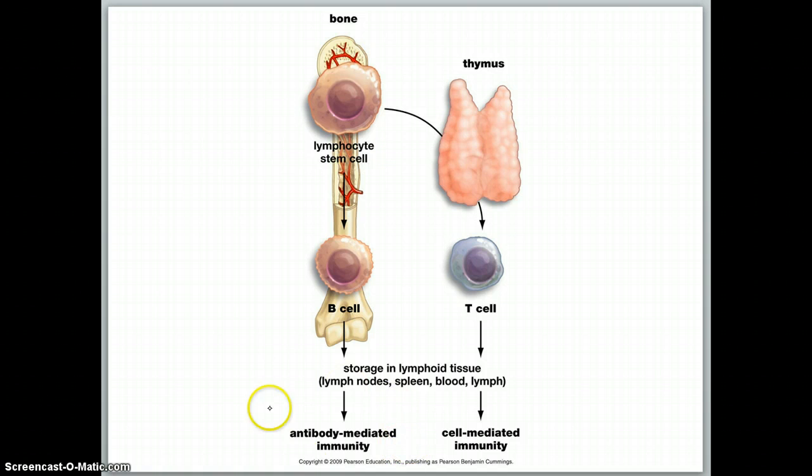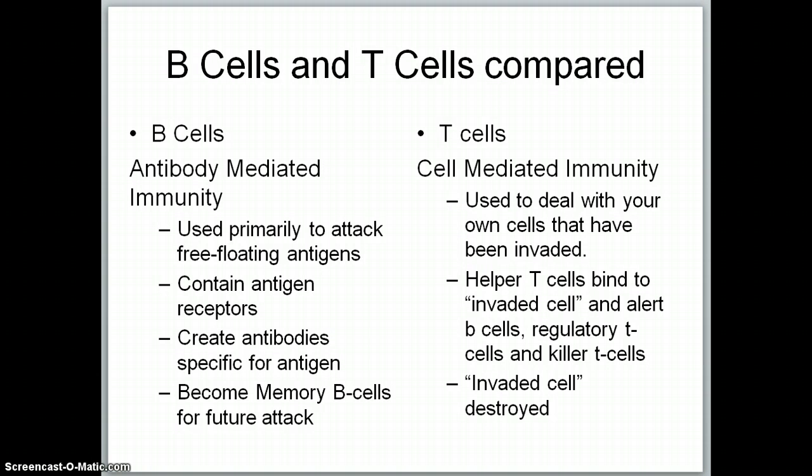B cells are going to help with antibody-mediated immunity. T cells are going to be responsible for cell-mediated immunity. So let me go through what that means. B cells with antibody-mediated immunity, this is also called humoral mediated immunity. They're the primary attack. They're used primarily to attack free-floating antigens. They contain antigen receptors. They create antibodies specific for an antigen, very specific. And then once the attack is over, there'll be memory B cells floating around.